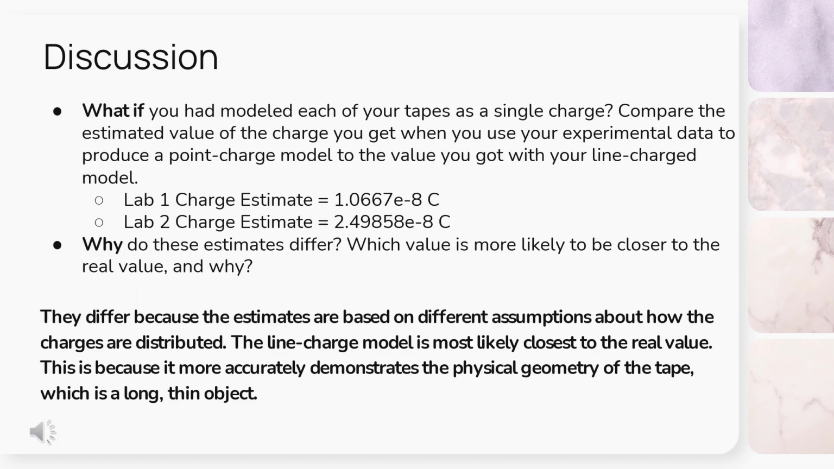For the discussion, the question is: what if you had modeled each of your tapes as a single charge, and then compare the estimated value that you got using your experimental data to produce a point charge model to the value that you get with your line charge model. Those are the two estimates, and this is the answer to why they differ and which value is likely to be closer to the real value. They differ because the estimates are based on different assumptions about how the charges are distributed. The line charge model is most likely closest to the real value. This is because it more accurately represents the physical geometry of the tape, which is a long, thin object.